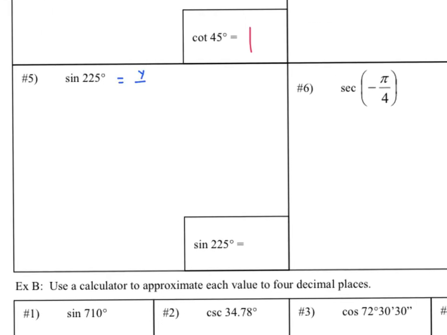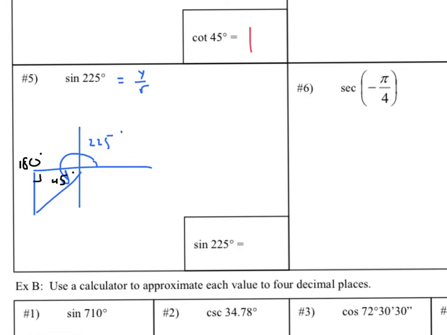Sine is y over r. 225 degrees puts us into quadrant 3. That makes the reference angle, which is right here, 225 minus 180, because this here is 180. That makes this a 45 degree angle.